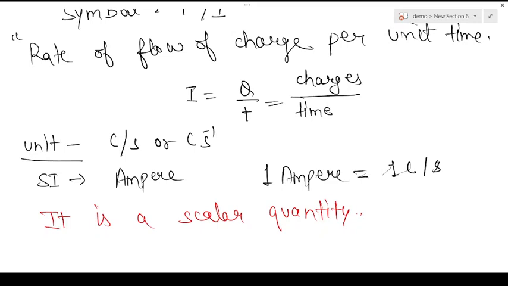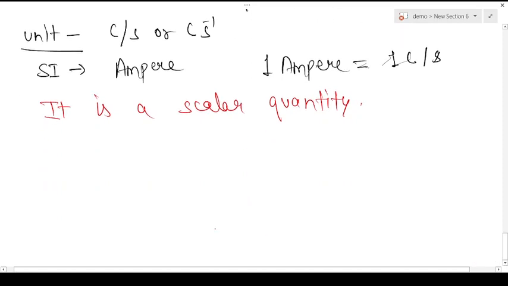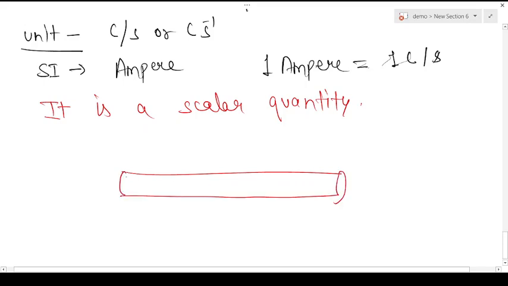We have a wire, so it has two ends. Let's take, this is a wire. So the current can flow from two directions, either from A to B or from B to A. So it will have only two directions, no other direction other than these two. That's why it is called a scalar quantity. So this is the electric current.